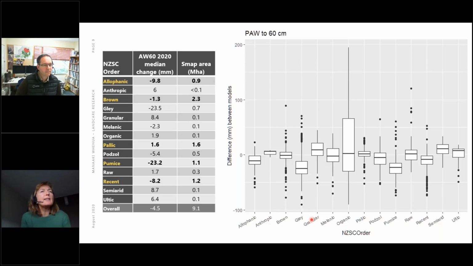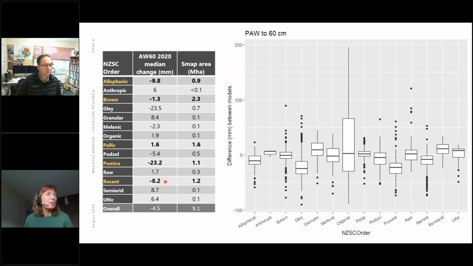Well, let's start aggregating that up to profile available water. So that's the available water in the top 60 centimetres. What have been the changes there? So let's look at the table first of all. So total, this is the median change over all of the siblings in millimetres. It's a slight decrease of 4.5 millimetres. And you can see the change by some of the key soil orders where we have the most soils within New Zealand. The browns haven't changed much at all, just 1 millimetre on the median less. The elephantix down by 10 millimetres, the pumice is down by 23, the recent's down by 8.